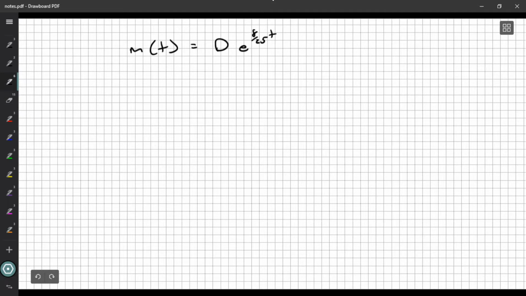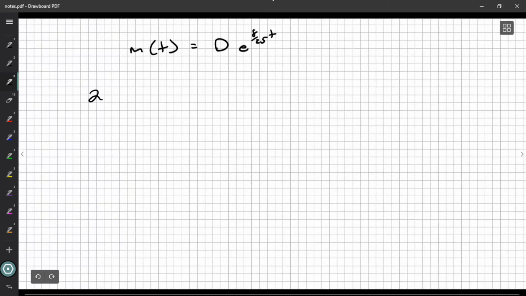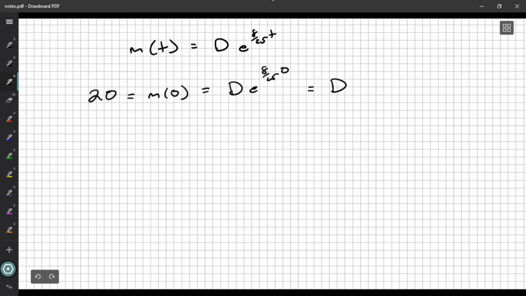So now, what do we do? Well, we've got some information. For example, we know the vat begins, so that's time equals 0. We translate the English into equations and numbers and variables. We start with 20 kilograms, so we can use this information, the initial mass, to figure out our outstanding constant d. It'll be e to the 0, which is just 1, so d is 20. So our function is 20 e to the minus 8t/25.